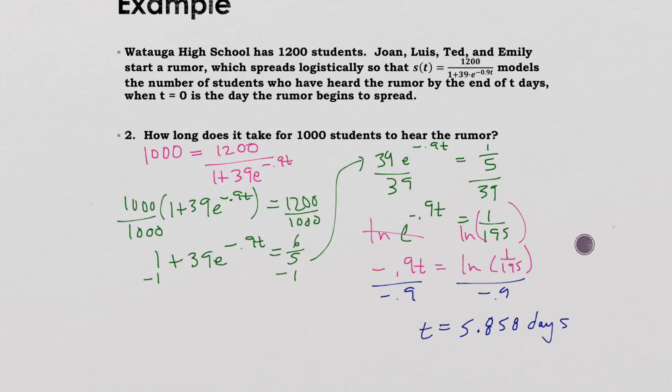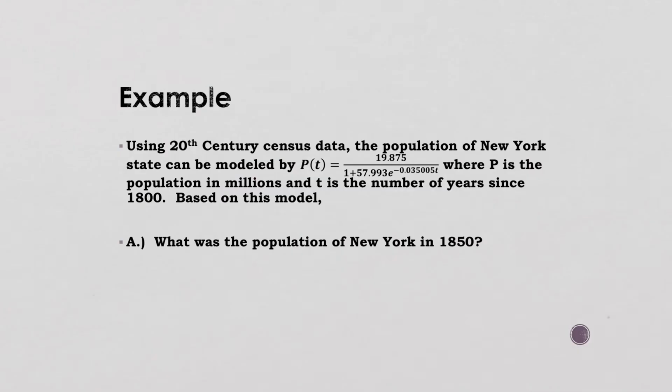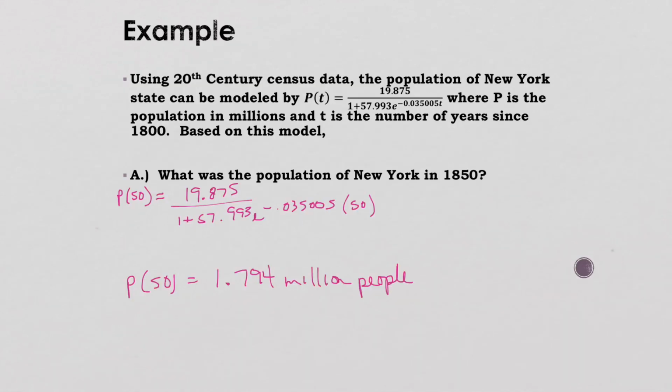Now, the next couple of slides are based on the same example. I'm going to ask you to pause the video after each question and attempt it yourself, then come back and check your answer. Using 20th century census data, the population of New York State can be modeled by P of T, where P is the population in millions and T is the number of years since 1800. Based on the model, what was the population of New York in 1850? Go ahead and pause the video, then come back and check your answer. Here's the answer you should have gotten for this example. Go ahead and check your work.